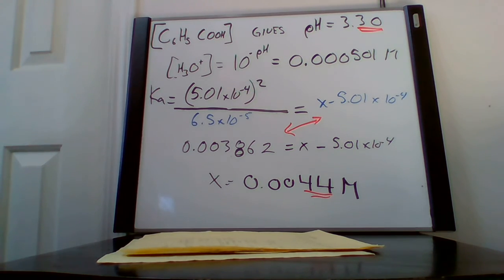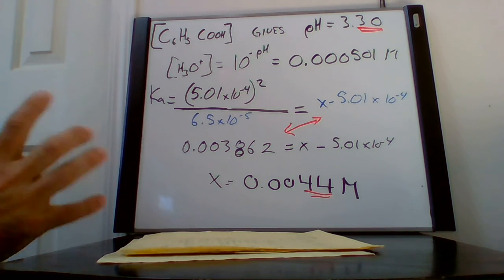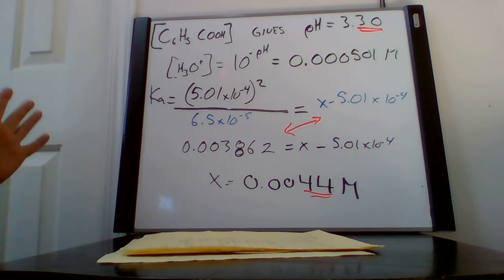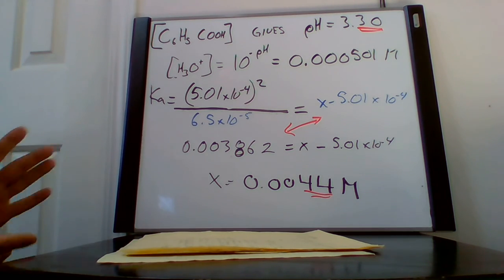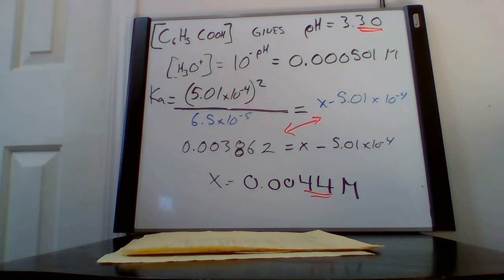Okay, those are our 2 examples of Ka type problems. We're going to move on to Kb problems, which, as I said in the notes, are very similar, just that we're dealing with Kb and OH minus instead of the Ka and the H3O plus. So just an extra step to get things started.